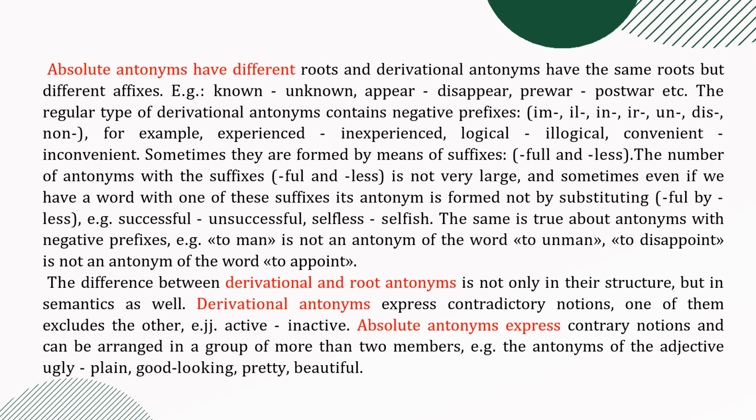Derivational antonyms express contradictory notions. One of them excludes the other. For example, active, inactive. Absolute antonyms express contrary notions and can be arranged in a group of more than two members. For example, the antonyms of the adjective ugly are plain, good-looking, pretty, beautiful, etc.